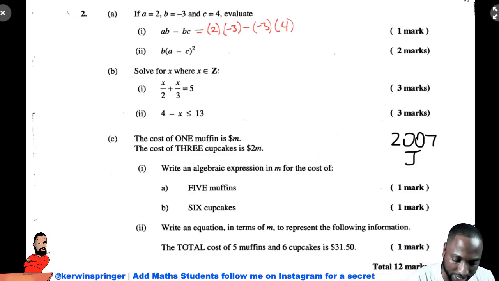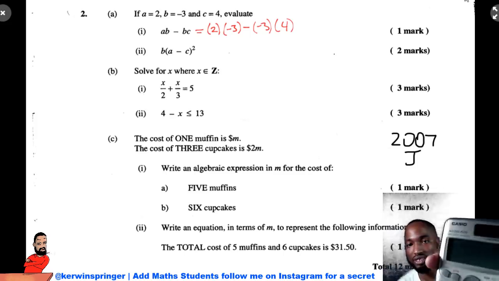But I think everybody got the answer for that. Some people say negative 6, some people say 6, some people say negative 12. What's going on there? Calculator issues and all that.